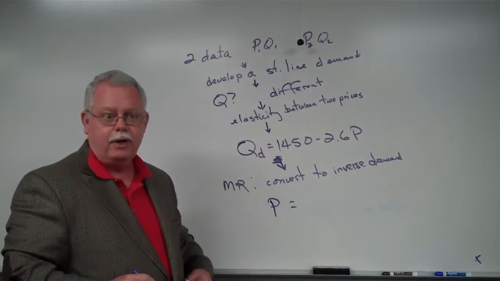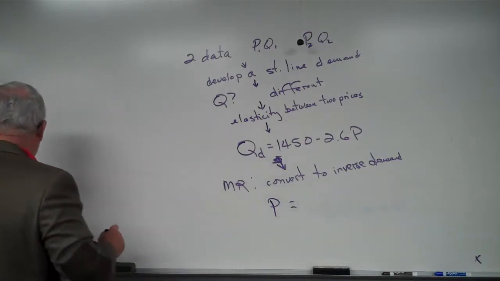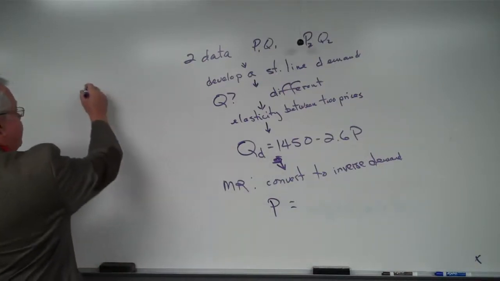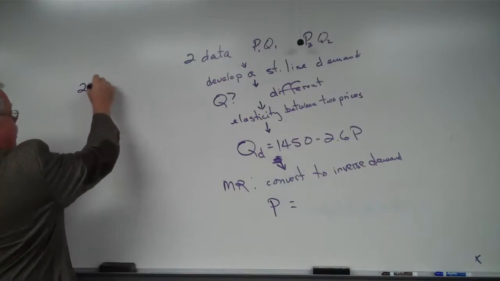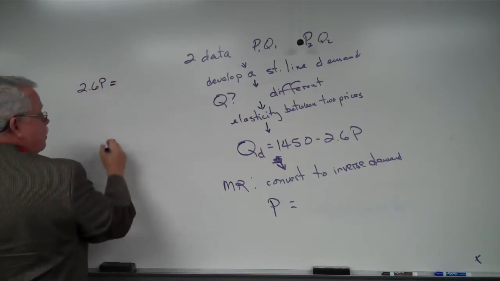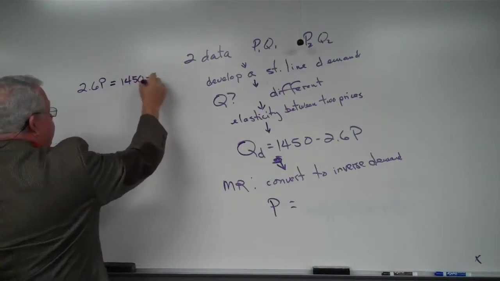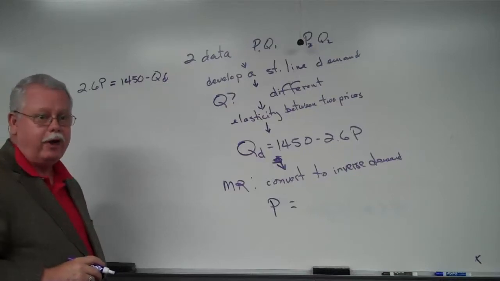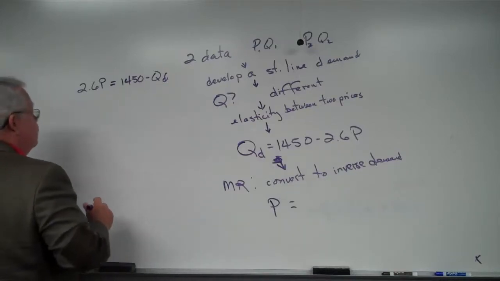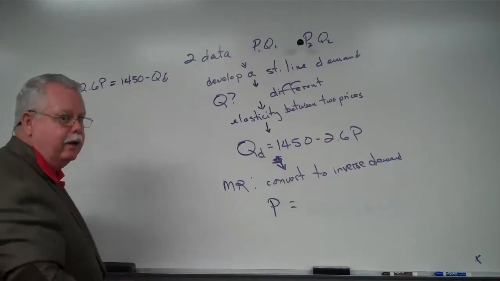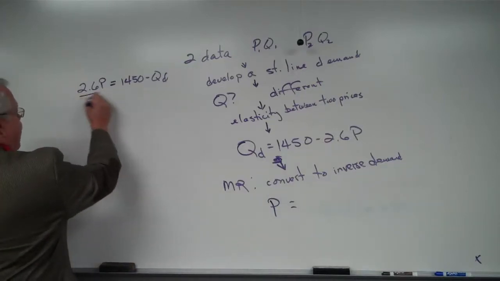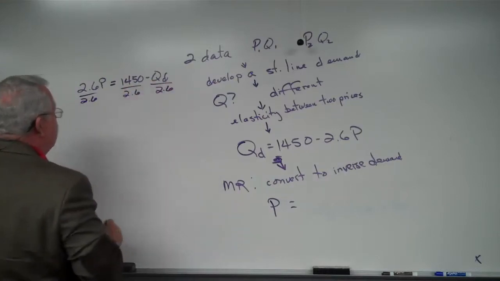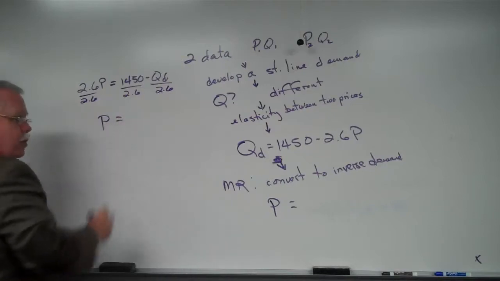It's a little basic algebra, right? Let's see if I can do this without screwing it up too bad. How would I change that to the inverse demand? One thing is I could rewrite it. I could say 2.6p equals 1450 minus QD. You okay with that? Everybody comfortable with that? You catch me if I make a mistake now. Because if I screw this up real bad, I'll just edit it out of the video. Now I'm going to divide both sides by 2.6. So I'm going to get P is equal to whatever the math is.